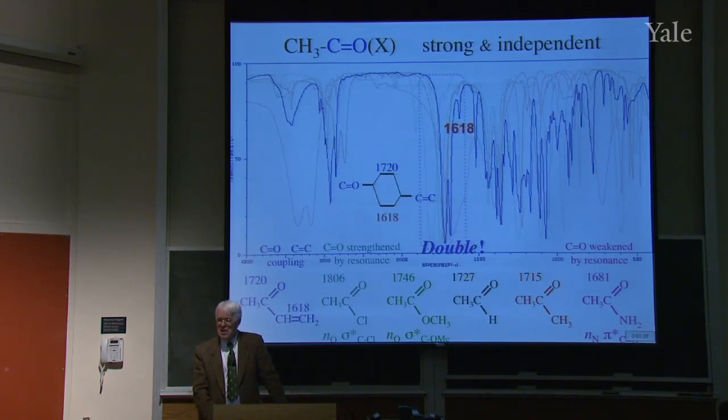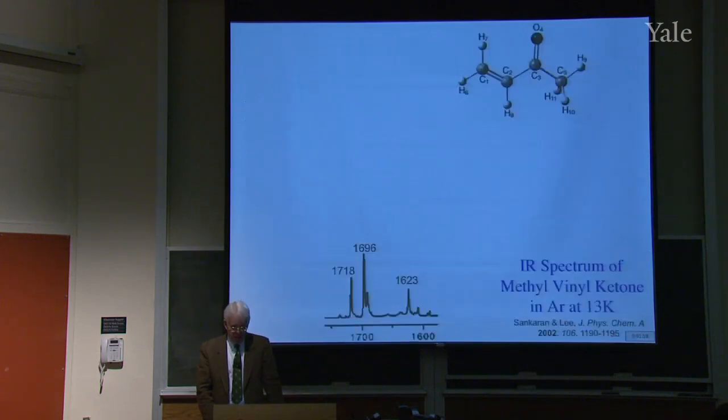Notice there's this peak at 1618. This is a really neat case because the doubling that you see in that strong peak isn't what you think it is. It's not the in phase and the out of phase. What is the 1618? And what's the source of the doubling?